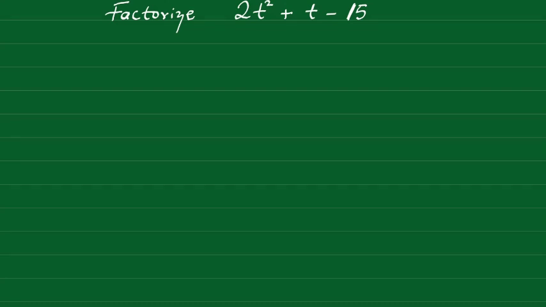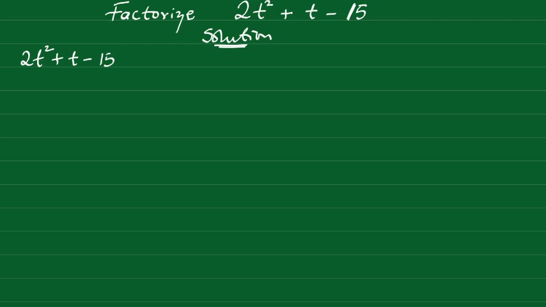We have this question from JAMB 2007, question 20, where we are asked to factorize 2t squared plus t minus 15. So quickly, we dive into our question by writing solution. Next, we copy out our expression: 2t squared plus t minus 15.